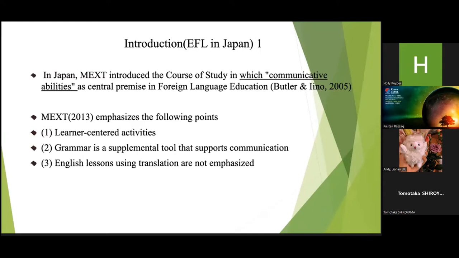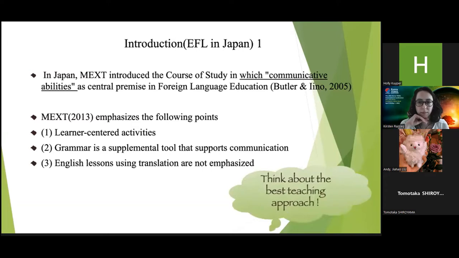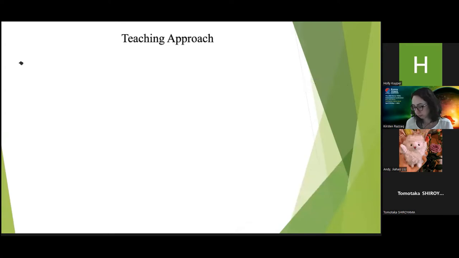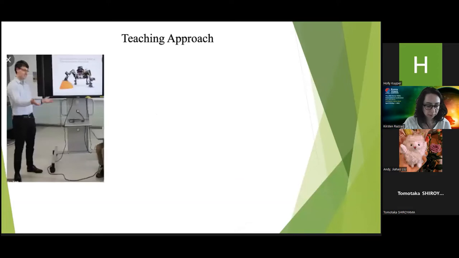In Japan, in most high schools and junior high schools, including higher education, students don't intend to learn the language because a teacher does the grammar translation method. So students will be more passive. Then we must think about new teaching approaches, a new way of teaching.